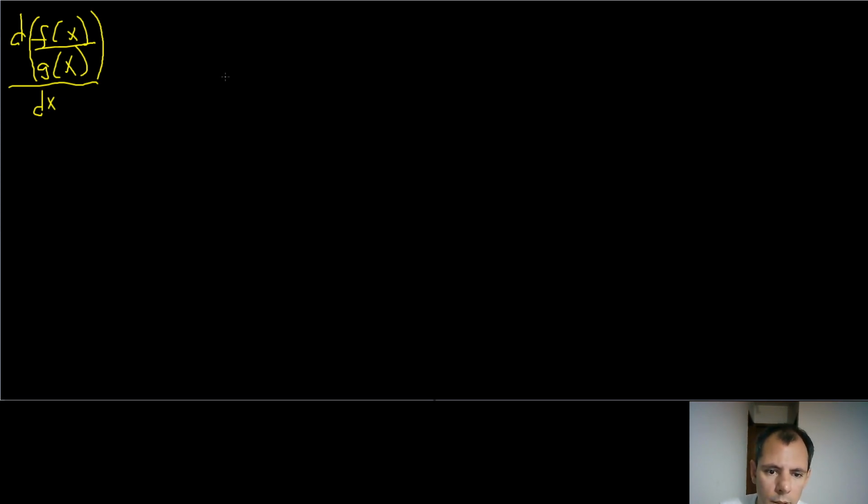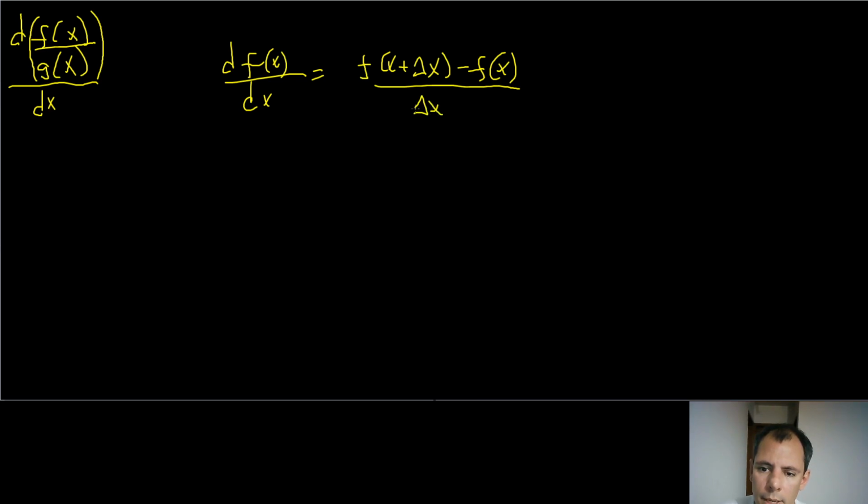Well, I'm just going to make a quick reminder here that the derivative, the differentiation of a function of x, equals f of x plus delta x minus f of x, divided by delta x. Well, actually it's the limit of this whole thing as delta x approaches 0.